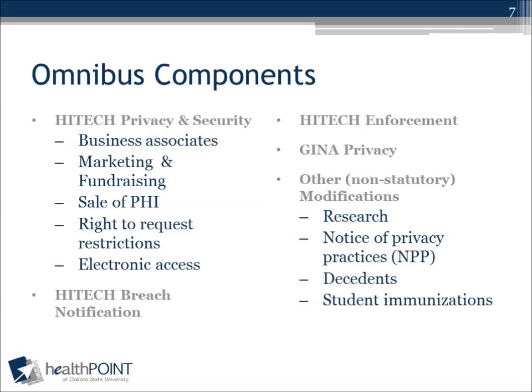Now, the omnibus components that we're going to be talking about today, the things that were affected by the HIPAA Omnibus rule, are under privacy and security, your business associates and the agreements, marketing and fundraising, sale of PHI, right to request restrictions by the patient, electronic access, HIPAA breach notification, HIPAA enforcement, genome and privacy, and then other statutory modifications to research, notice of privacy practices, decedents, and student immunizations.